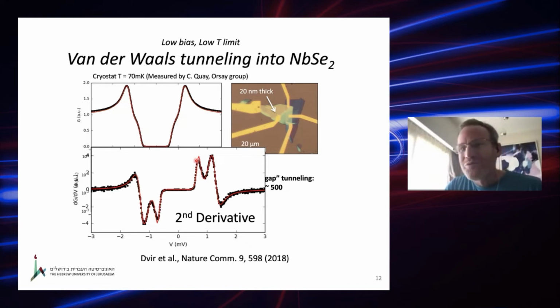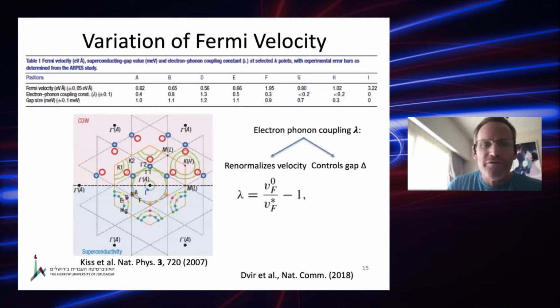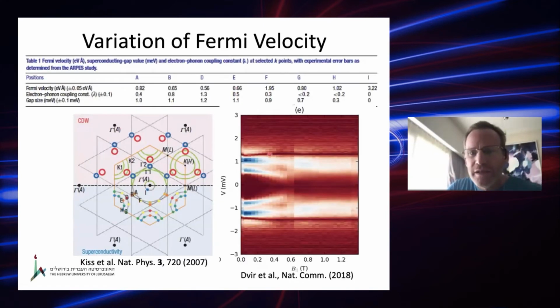Now, what we were able to do in this first generation of experiments was use in-plane magnetic field to be able to resolve the two different gap features. So if we apply an in-plane magnetic field below HC1, we have Meissner currents. Above HC1, we have lateral in-plane vortices. So below HC1, we depair the superconductivity by the Meissner current, and this kind of Doppler depairing can be seen in this second derivative versus in-plane magnetic field. That's HC1 of this 20 nanometer sample.